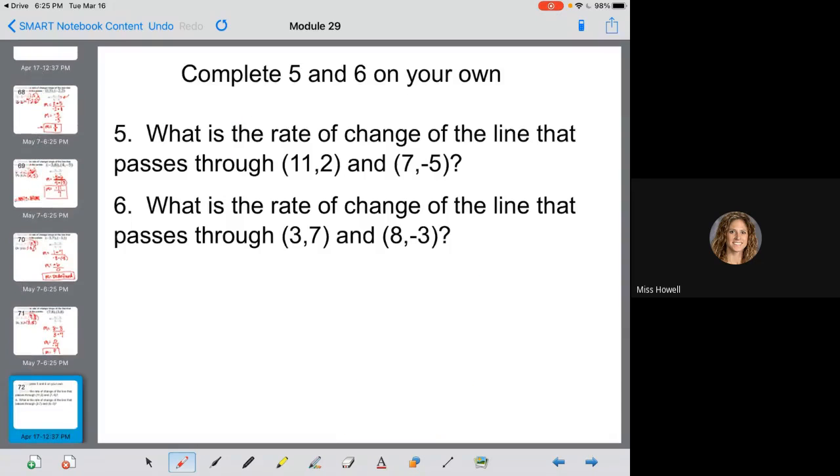All right, you try your 5 and 6. What's the slope or the rate of change of the line that goes through 11, 2 and 7, negative 5? And what's the rate of change of the line that passes through 3, 7 and 8, negative 3?